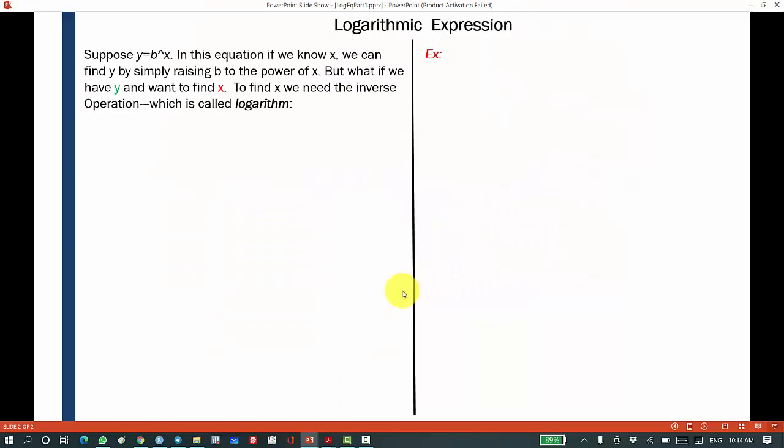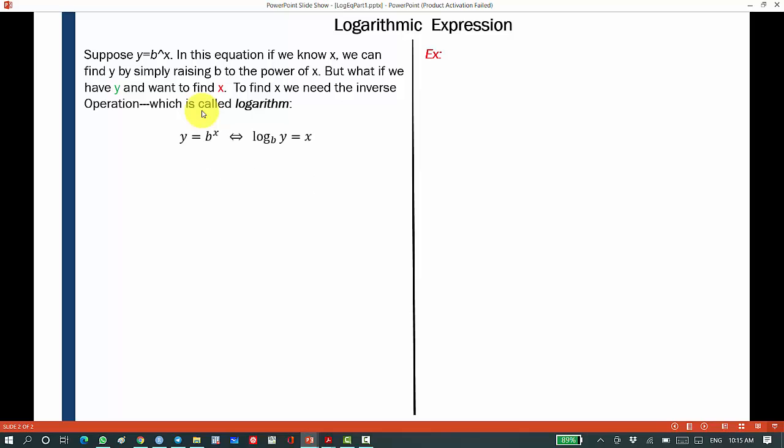Let's start with the problem statement. Suppose y is b to the power x, where b is positive and not equal to 1. In this equation, if we have x, we can easily calculate y by simply raising b to the power of x. But what if we have y and want to find x? To find x, we need to inverse the operation, which is called the logarithm.